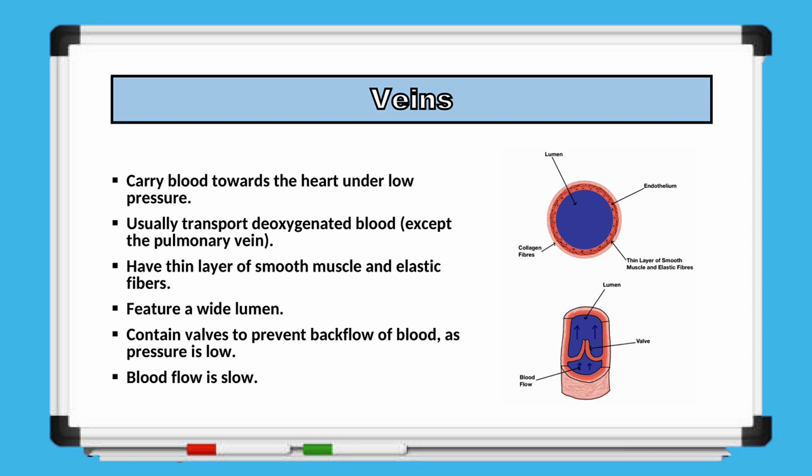Veins are blood vessels that carry blood towards the heart under low pressure. They usually transport deoxygenated blood, except for the pulmonary vein, which carries oxygenated blood. Veins have thinner walls compared to arteries, with a thin layer of smooth muscle and elastic fibers. Their lumen is wide, allowing blood to flow more slowly. To prevent the backflow of blood due to the low pressure, veins contain valves. Structurally, veins consist of an endothelium, collagen fibers, a thin layer of smooth muscle and elastic fibers, a lumen, and valves that regulate blood flow.